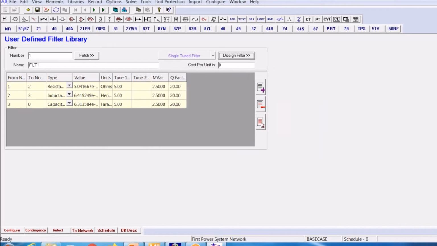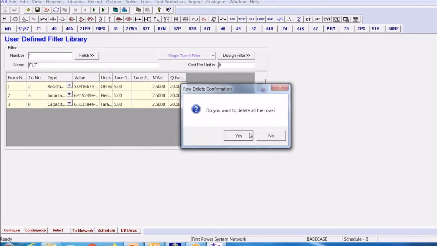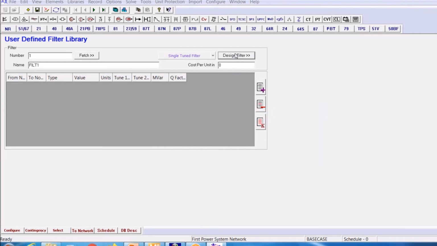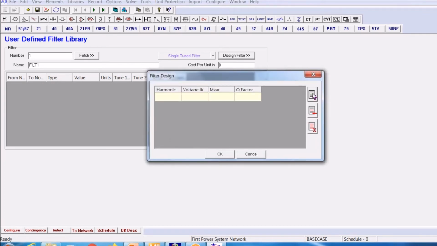Therefore, what I will do is, you can design a filter here. That is, you just tell what is the harmonic order, what is the voltage, 11 kV at fundamental frequency, and how much MVR this filter has to inject. Therefore, we want 2.5 MVR at fundamental frequency.